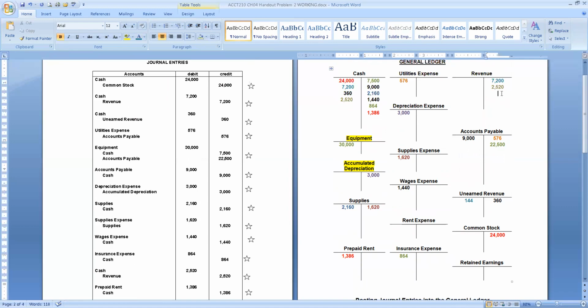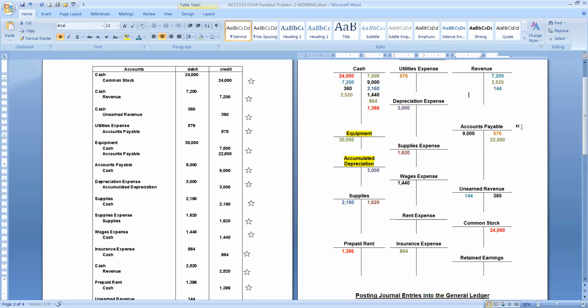And revenue, 144. Okay, now here's what's happened with that. So this is unearned revenue. This is when someone pays us ahead of time, but we haven't earned it. Well, now it looks like we've actually earned 144 of it.